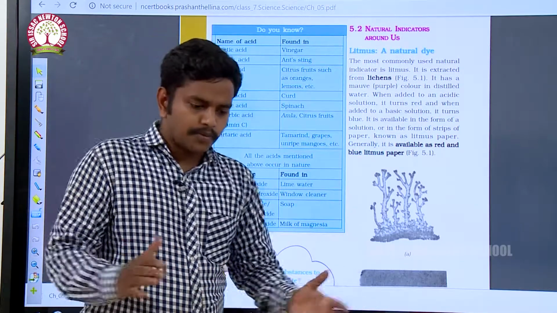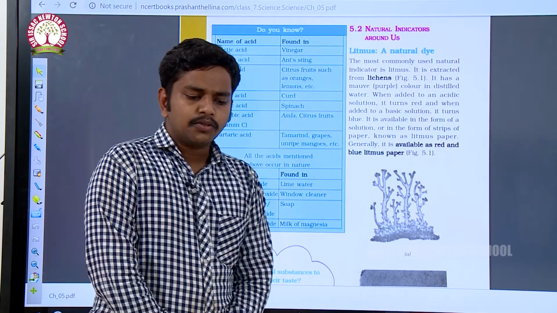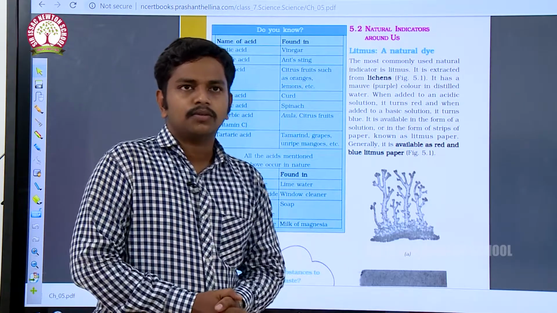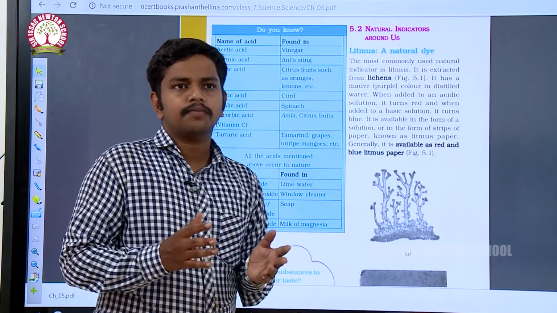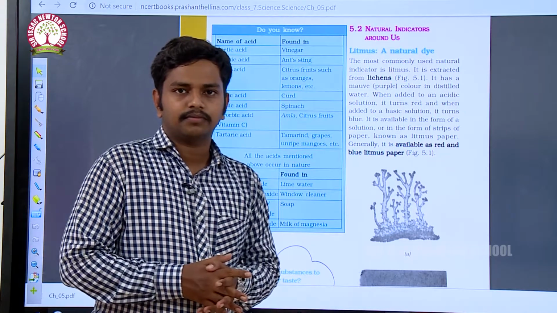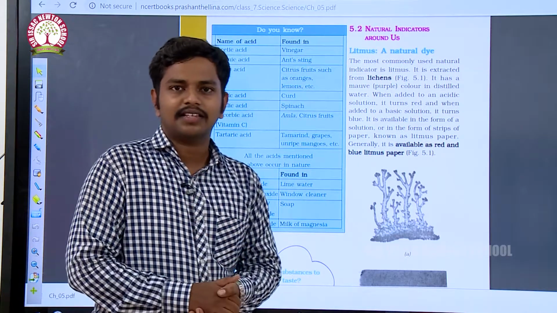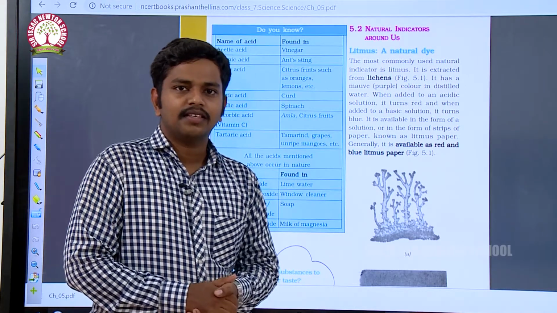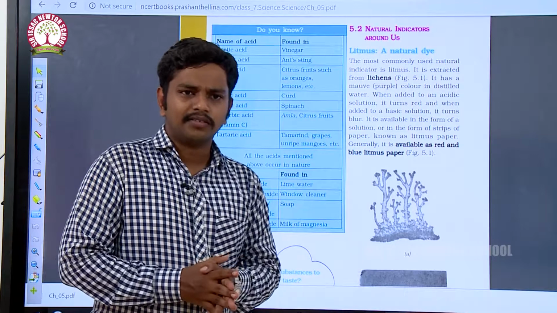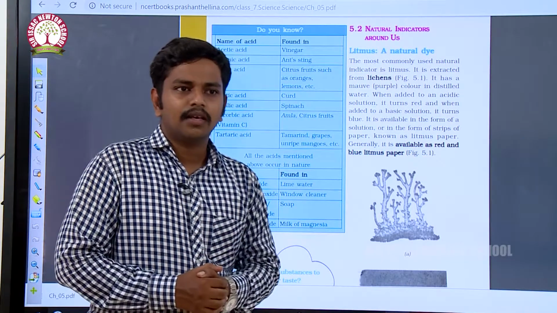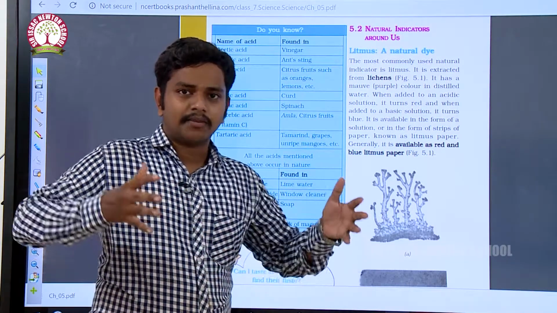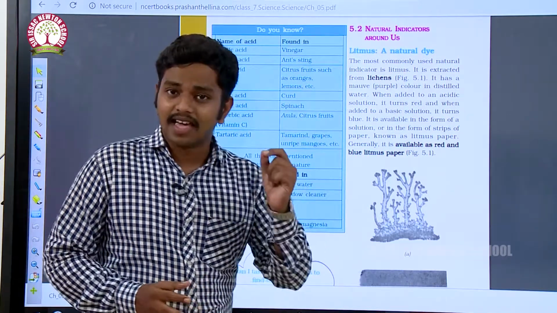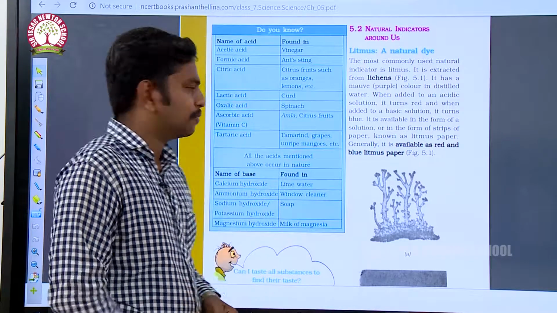Suppose we are planning to go on a long-time family tour. Which kind of food do we prefer? Yes, it is lemon rice. Why lemon rice? Because it is not spoiled as soon as possible. It is a sustainable food for a long time. Why? Because it has citric acid. Am I right? Thank you.